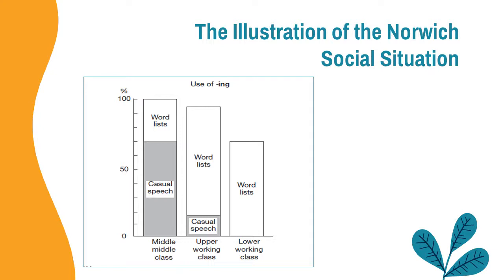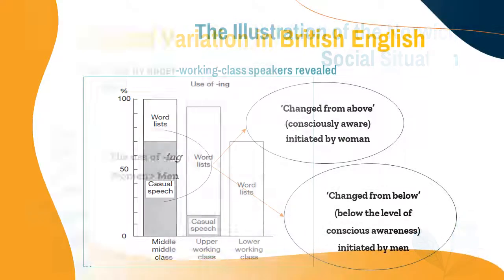Second, and perhaps surprisingly, upper working class Norwich inhabitants were found to behave in a very similar way to lower middle class New Yorkers. For this social group, there was an enormous discrepancy between the type of speech used in word lists, where -ing occurred 95% of the time, and that used in casual speech, where -ing occurred only 13% of the time. Once again, speakers with a relatively low social status appear.